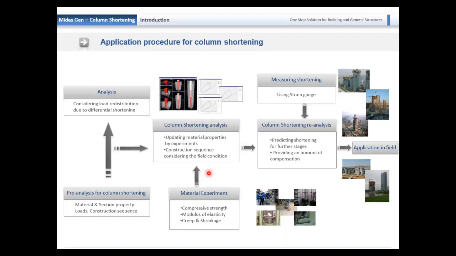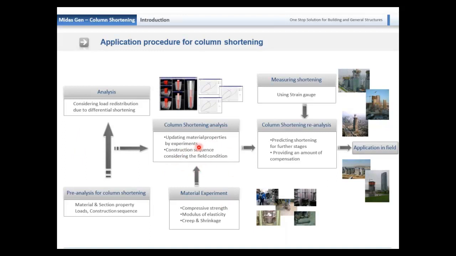If you're going to have more shortening effects, the experimental test data would again support you, like compressive strength, checking the modulus of elasticity, and again the creep and shrinkage, thereby updating all the material properties by the experiments. All these things would be considered, like the construction sequence, which is more important in the case of your field conditions.